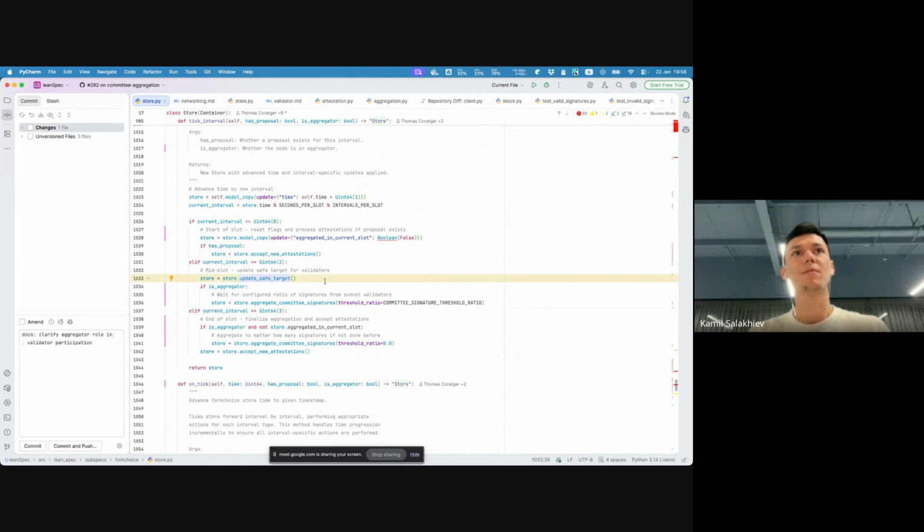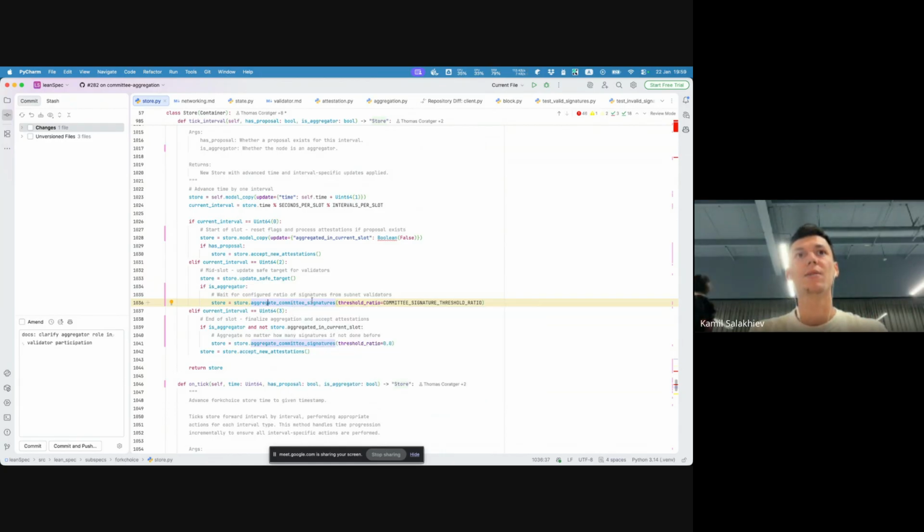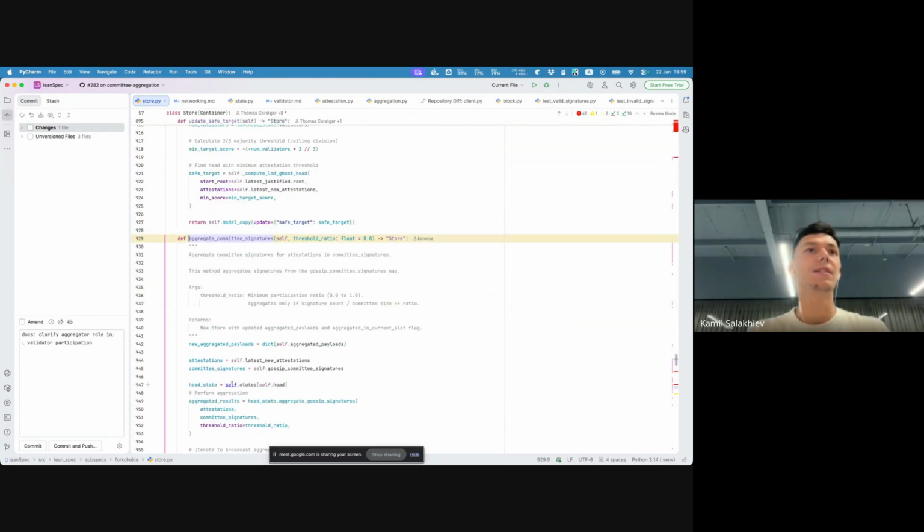In the current proposal, we perform the usual updating of the safe target. I think the current thing we discussed is that we might move it into the next interval. But another thing is, if we are the aggregator in this interval, then we also perform aggregate committee signatures. So we're basically performing an aggregation of the signatures that correspond to our committee.